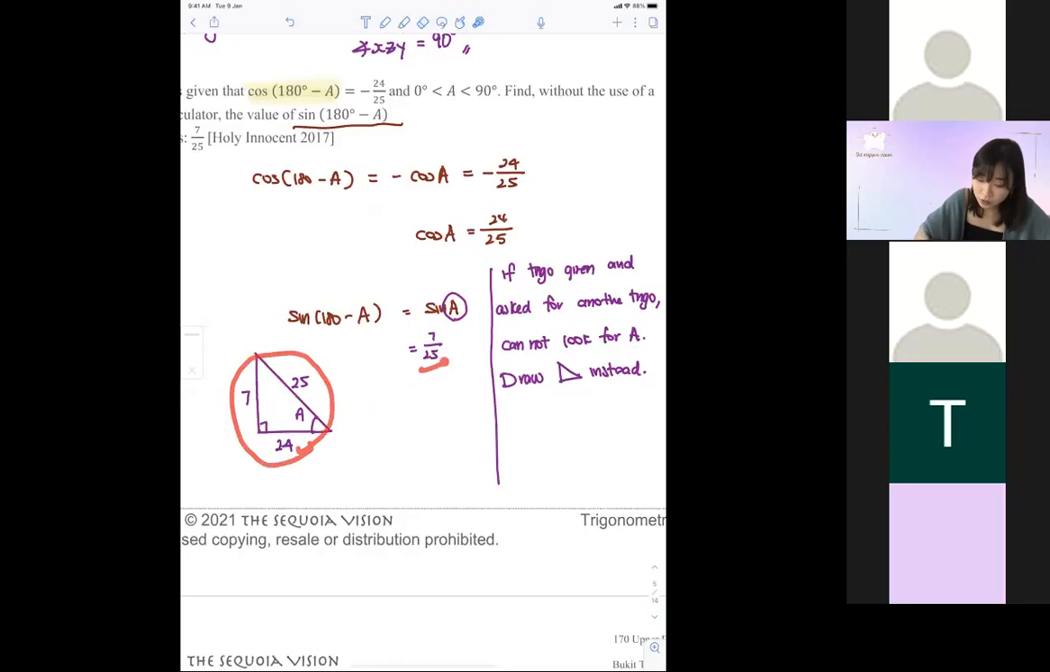Using the triangle, you get this. So do you need to draw the triangle during exam? Yes, you must show this clearly.